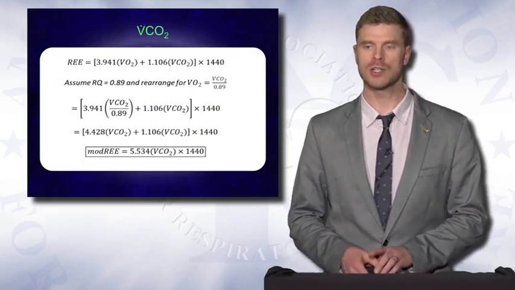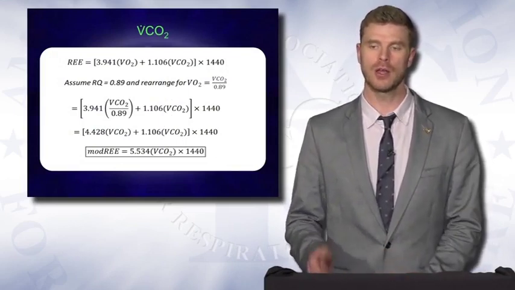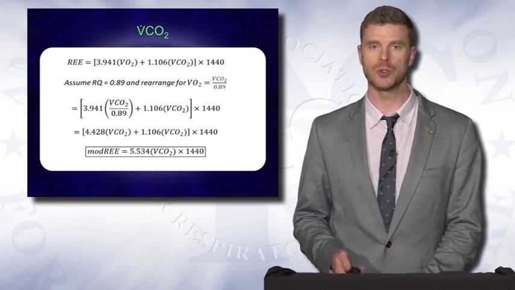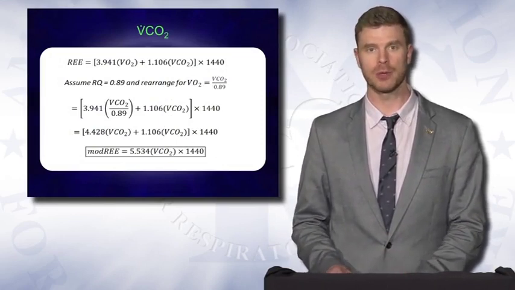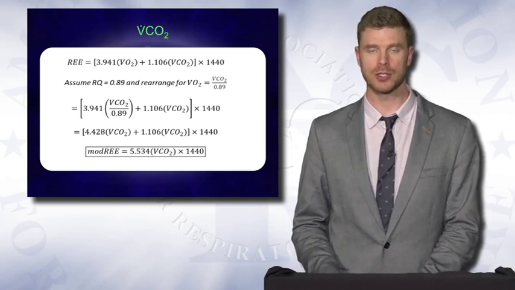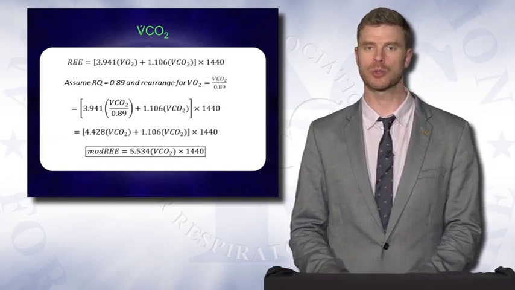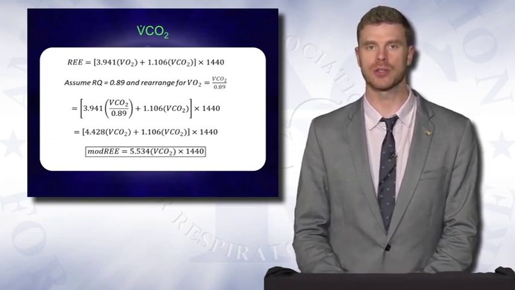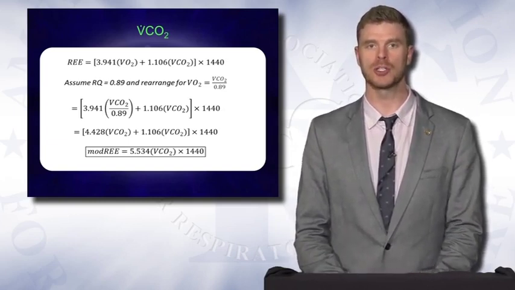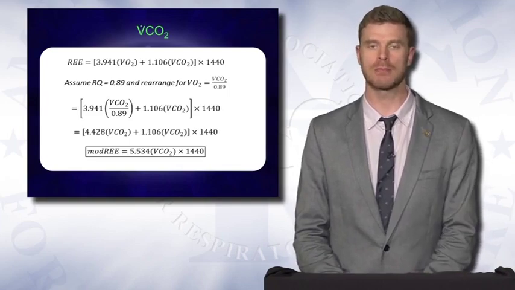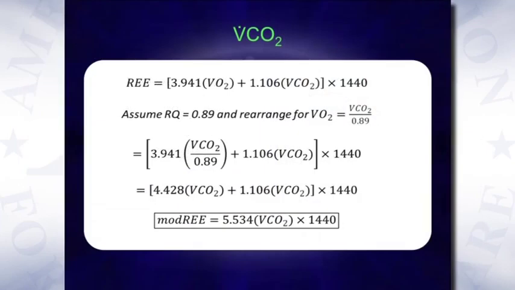So what can we as RTs looking at VCO2s all day do about this? Number one, we can use VCO2 as a surrogate to forget about measuring oxygen consumption, make some assumptions about the Weir equation, and estimate energy from VCO2 alone. This is a tremendous opportunity for RTs to look at measurements on their mechanical ventilators and provide multidisciplinary teams, nutrition teams, with information that they may be ignoring. So the equation here is the modified resting energy expenditure from our study is 5.5 times VCO2 times the number of minutes in a day, 1,440.